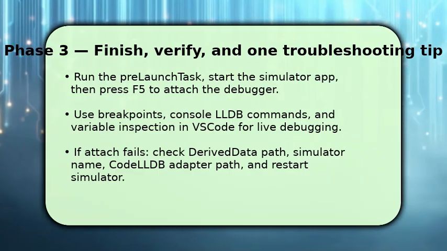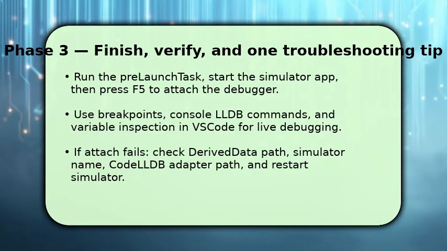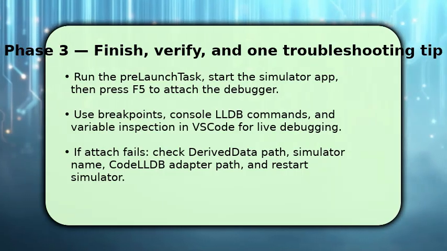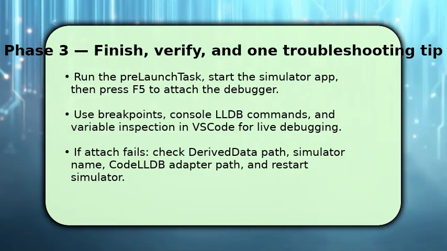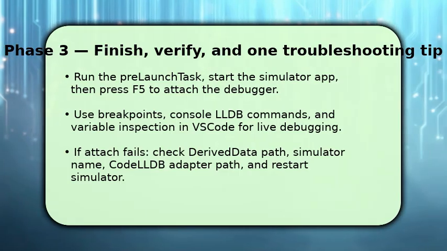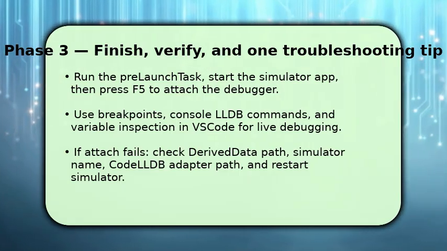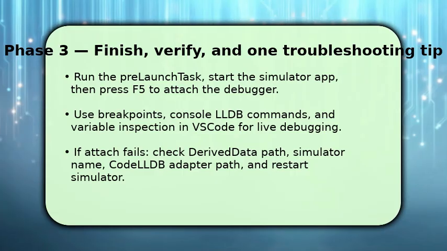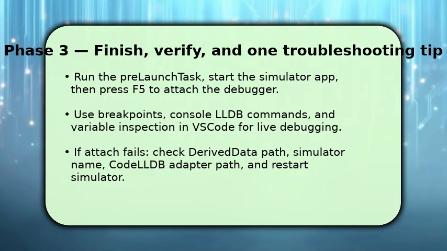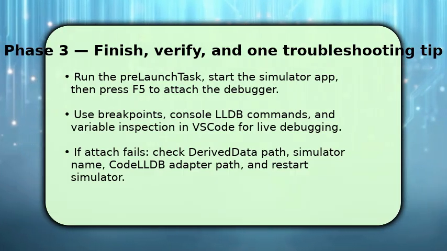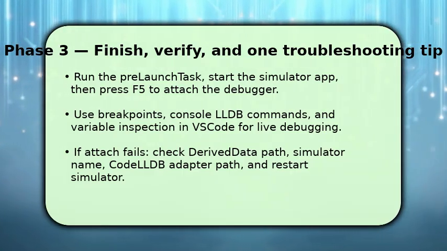Make sure you use the same simulator name or UDID that launch.json references and confirm the debugger adapter path matches your extension settings. If nothing attaches, try cleaning derived data, rebooting the simulator, and restarting VS Code. This often clears stale builds and connection mismatches, so attach succeeds.